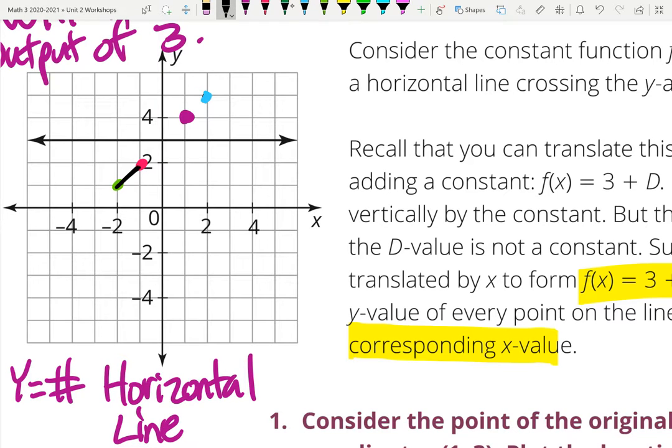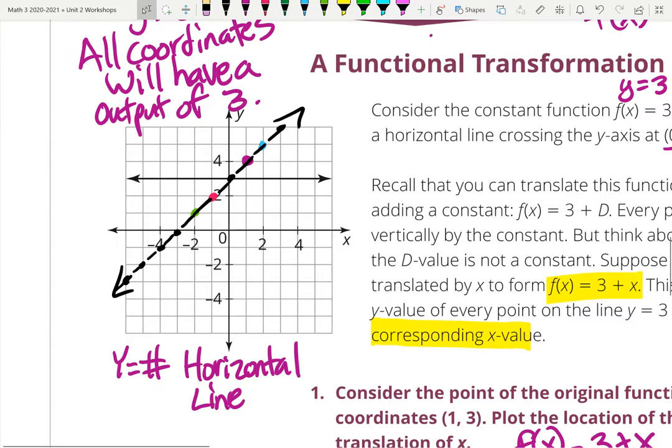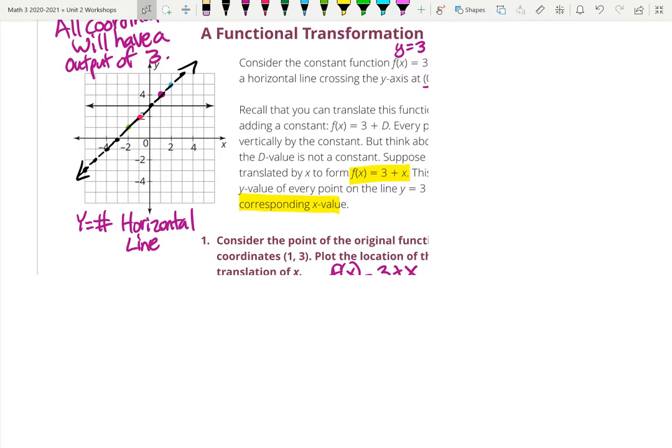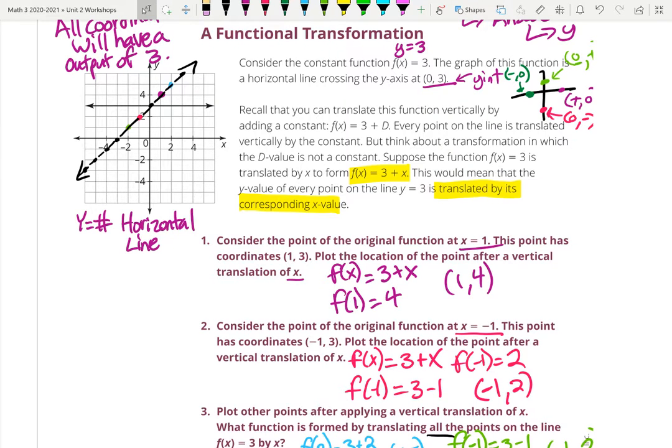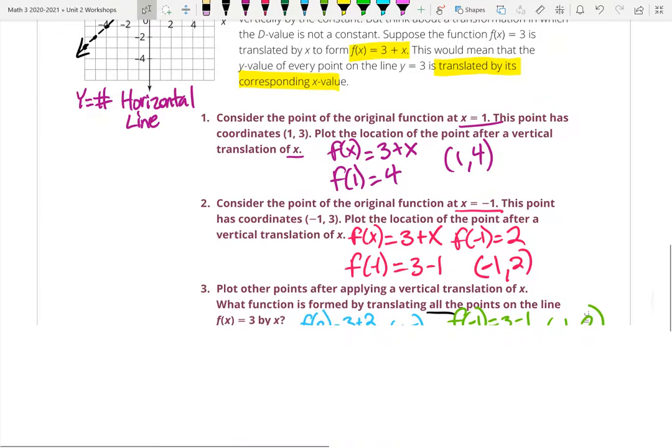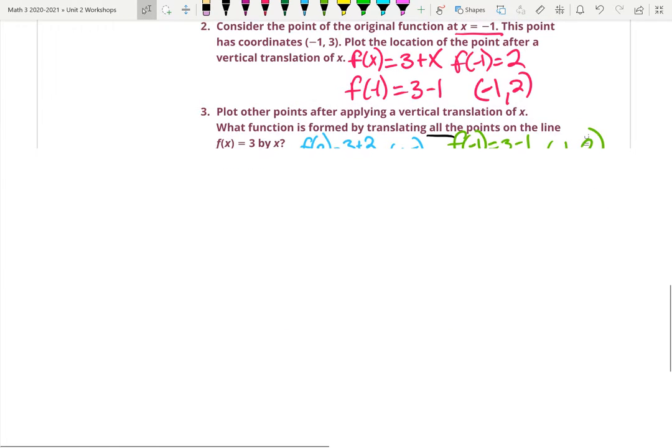Okay, so the idea is you can identify a pattern. Since we're going to be adding x, notice how the transformation makes it a diagonal line. Oh, let's keep going. So for the next question, we're going to have to figure out what coordinate was not translated.